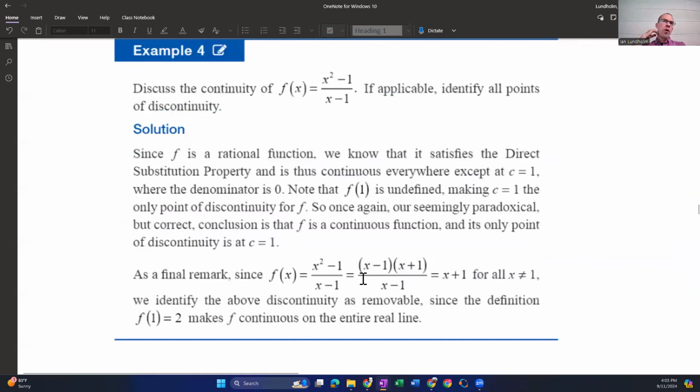I left example 4 already solved so that we could talk about the continuity without having to write a bunch of stuff down. We've got this rational function that we could do a factoring thing if we wanted to find a limit as x approaches 1.